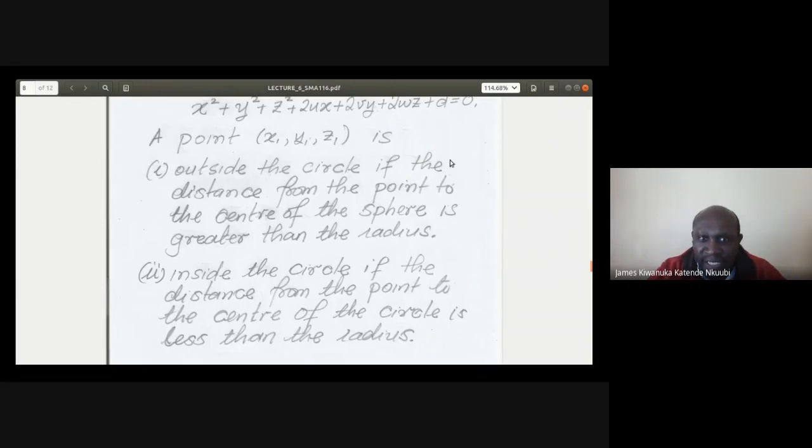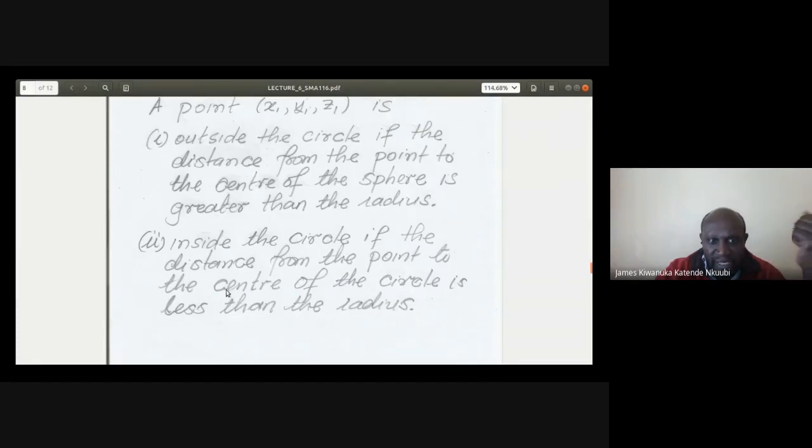It should be outside the sphere if the distance from the point to the center of the sphere is greater than the radius. Right? So if the distance from that point up to the center is bigger than the radius, then that point is definitely outside the sphere. A similar logic applies to the second one. If the point is inside the sphere, then the distance from that point to the center of the sphere must be smaller than the radius. So that's how you tell.